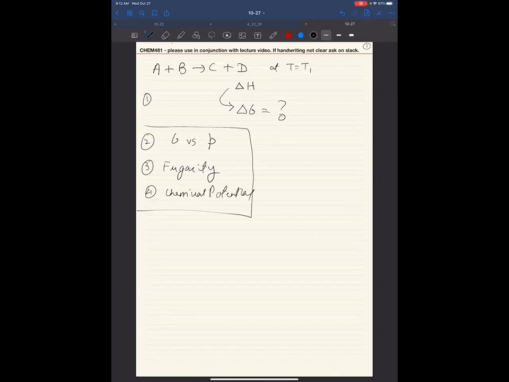We have measured the delta H for some reaction. This could be hydrogen plus oxygen giving water, any general chemical reaction. Is it possible to take the delta H at a certain temperature and from that calculate the delta G? And just to remind you, G is equal to H minus TS. Any ideas? Can this be done?